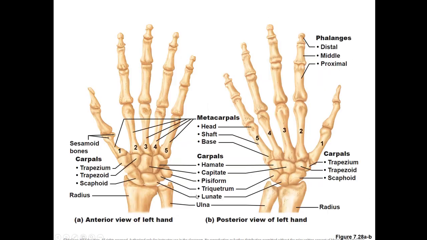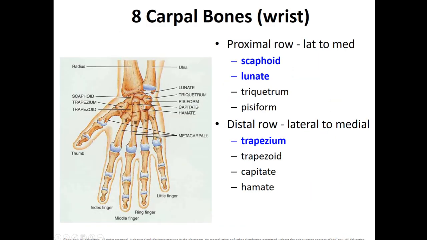When we look at your hand, you have the carpals, these are your wrist bones, the metacarpals, and the phalanges. When we look at your wrist, there are 8 carpal bones. The most important ones are going to be in blue. Your wrist is primarily the radius articulating with the scaphoid and lunate.